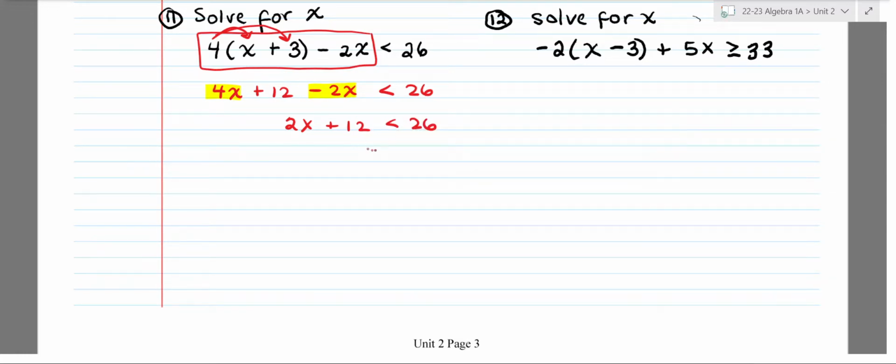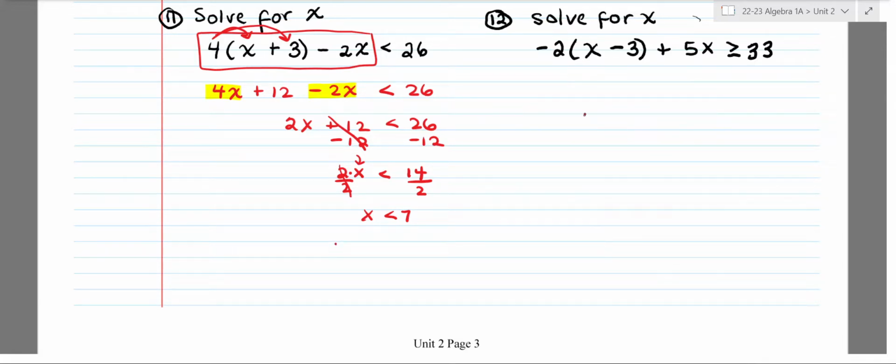Now we can't simplify anymore, so if I take 12 away from this side, I have to take 12 away from this side as well to maintain the inequality. 2x less than 26 minus 12 is 14. And now we only want the x, but it's being multiplied, so we divide out the 2. And we have x is less than 7. It said no need to graph.